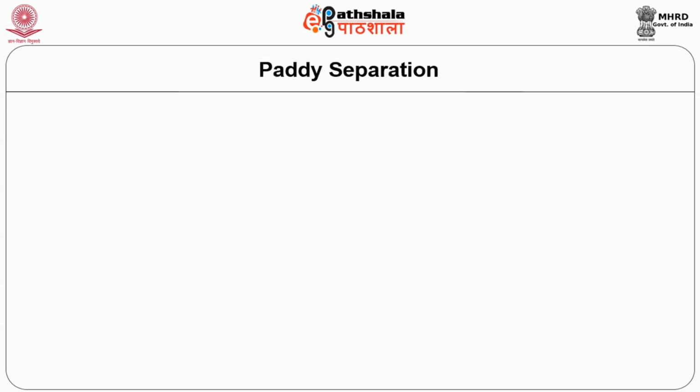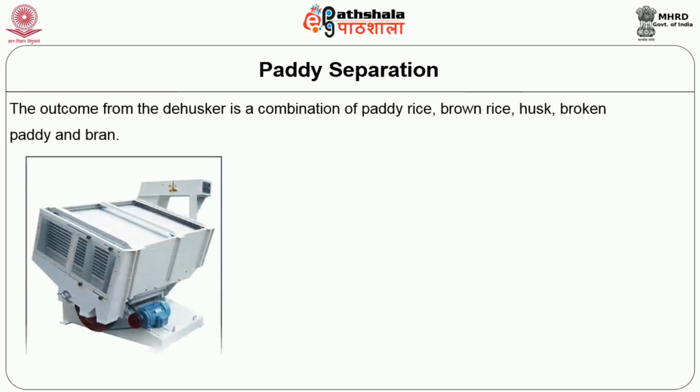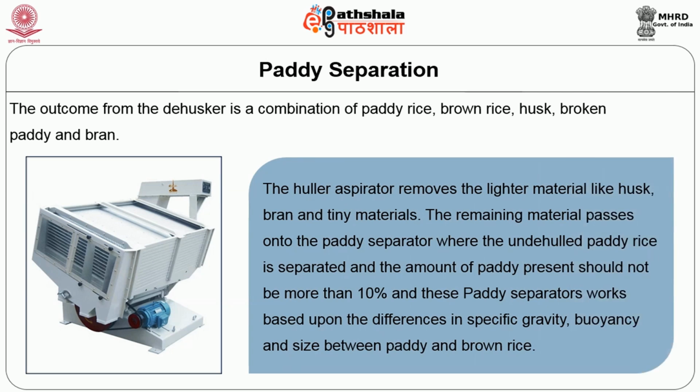Next step is the paddy separation. The outcome of the dehusker is the combination of paddy rice, brown rice, husk, broken paddy and bran. The huller aspirator removes the lighter materials like bran, husk and tiny materials. The remaining materials pass on to the paddy separator, where the undehulled paddy rice is separated and the amount of paddy present should not be more than 10%, and this paddy separator works based upon the difference in specific gravity, buoyancy force and size between the paddy and the brown rice.